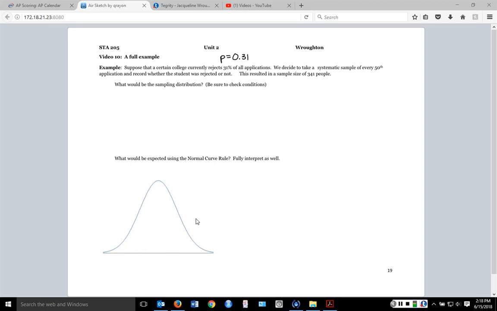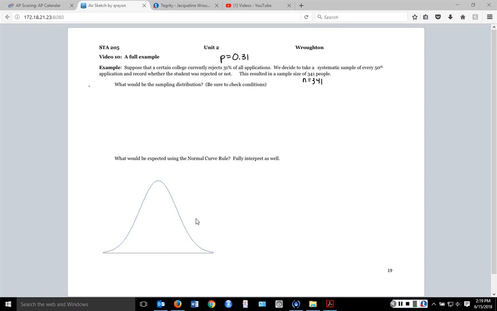Finally, this resulted in a sample size of 341 people. So our sample size, symbol-wise, is our n. So I also know that my n is going to be 341. Alright, so first we're going to go through and find our sampling distribution, which does include here to check our conditions.